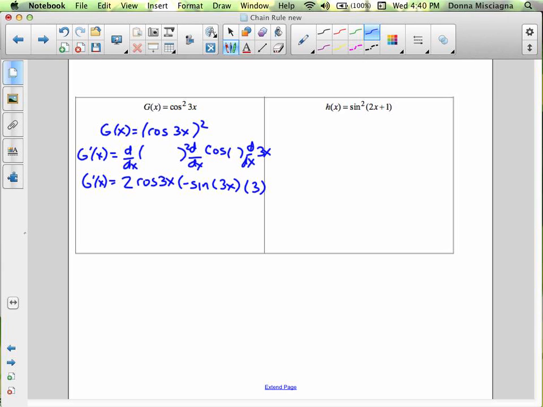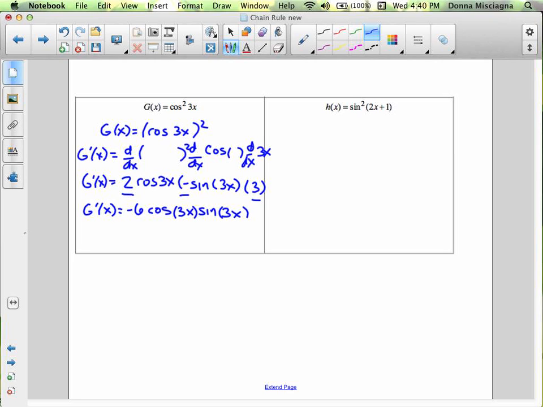Now let's multiply all these coefficients together, the 2, the negative 1, and the 3, and put that in front. And then we can drop the parentheses. So that would be negative 6 cosine 3x sine 3x. And there we go. I kind of like these parentheses, though. Just visually, I like those better. And that's all we were going to do here, find the derivative.